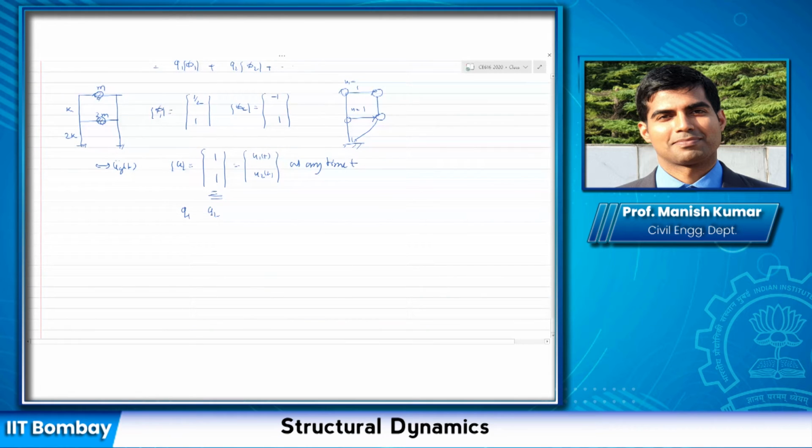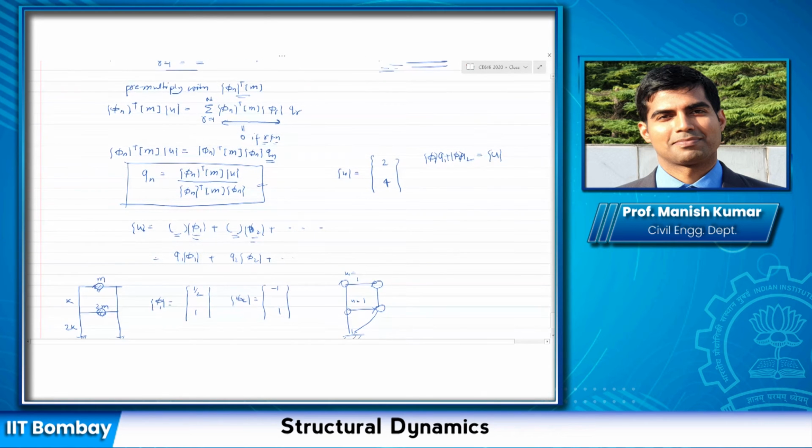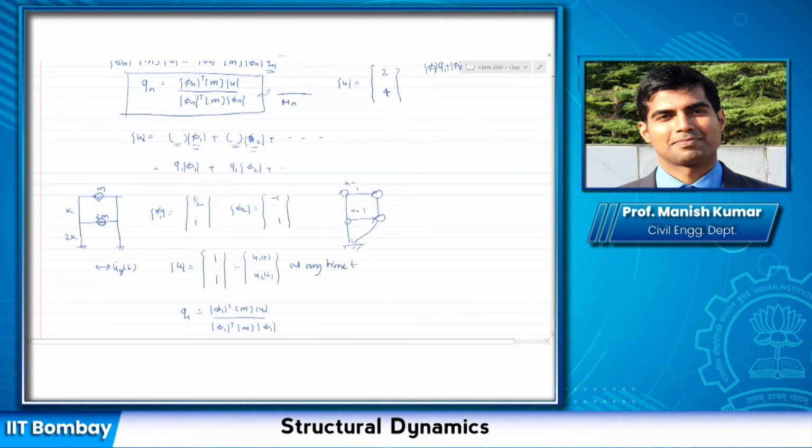So what would be Q1 here? Q1 would be nothing but first phi1 transpose times the mass matrix times the U vector. Let me just write it down here: the U vector times phi1 transpose times M times the phi1 vector. One more thing, remember that the denominator of this equation is nothing but Mn, the diagonal element of the capital mass matrix. So just keep that in mind.